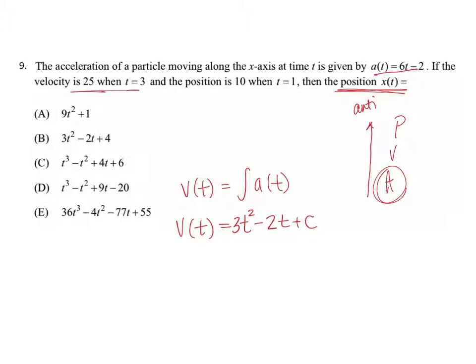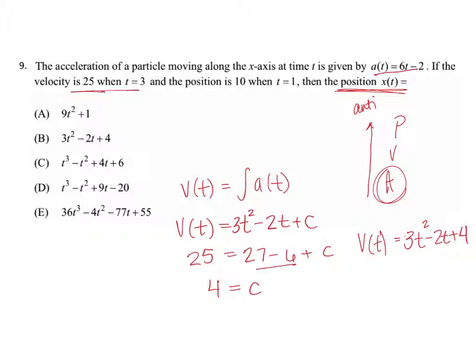And then I know that if I plug in a 3, my velocity is 25. So I'm going to get 27 minus 6 plus c. And so putting this together, we have 21. Move that over. So we have c as 4. So automatically we know that the velocity function is 3t squared minus 2 times t plus 4. Now, I need the position function, but I have enough here that I can answer my question.